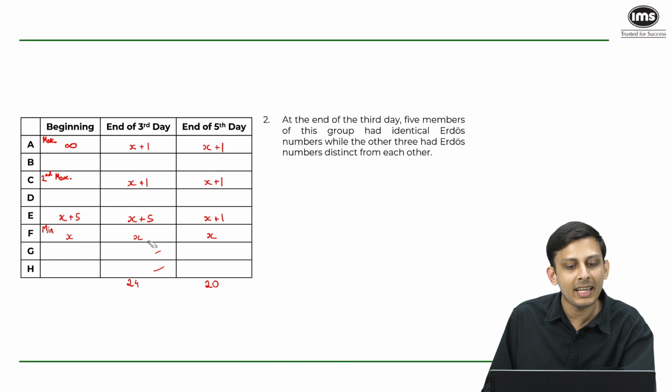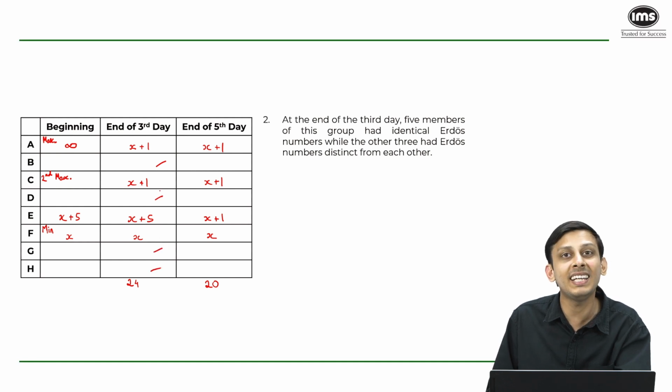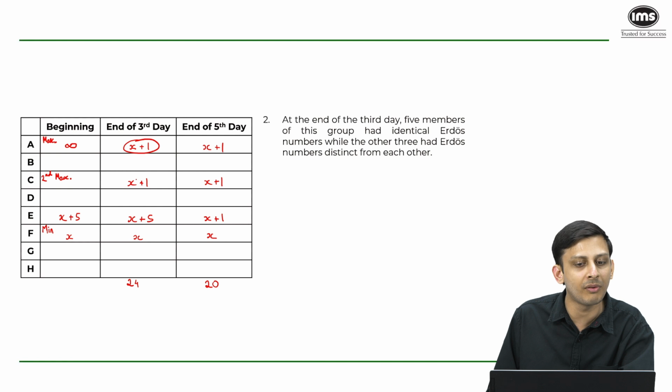And if you think about it this way, that for the 5 people with identical Erdos numbers, the number will be something other than what we have right now, that will of course not be possible because we just have 4 empty spaces here. So we cannot have any other value. No other value can come 5 times now. We don't have that much space. Therefore, the only possibility is that the 5 people with identical Erdos numbers will have the Erdos number of x plus 1.